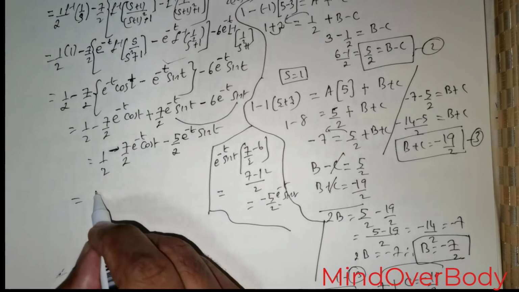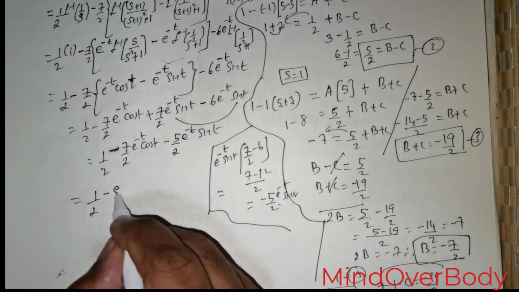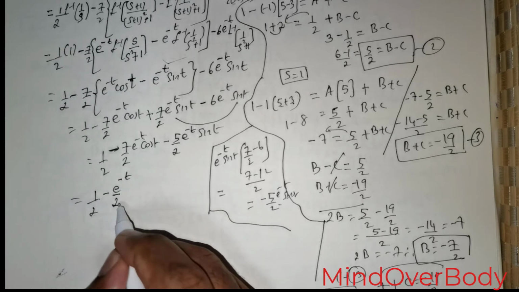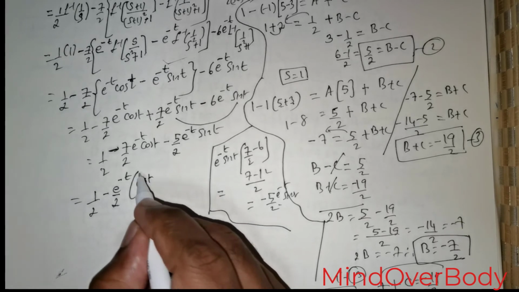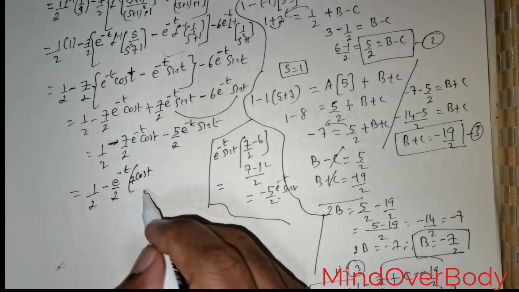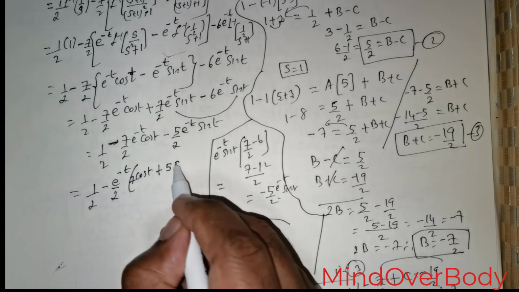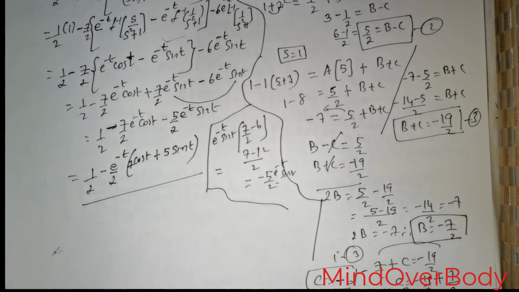Now I can take a common quantity of e raised to the power of negative t out. In fact I can take 2 out, so that would mean I will have a cos t with a 7 there, right? And since I've taken a negative sign out, this will become positive 5 times sin t. So this is what we've got as the final solution. You can check it out and see, students.